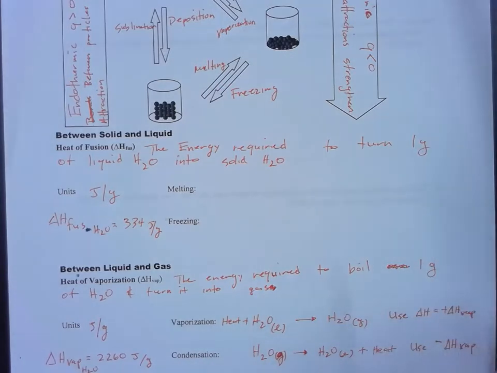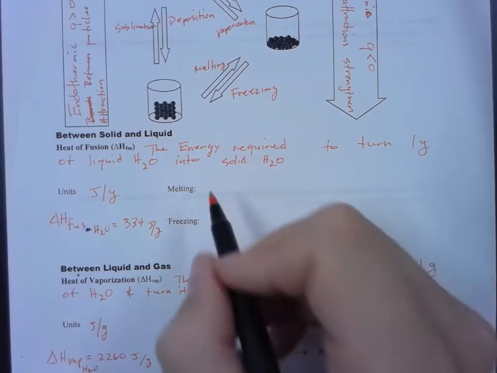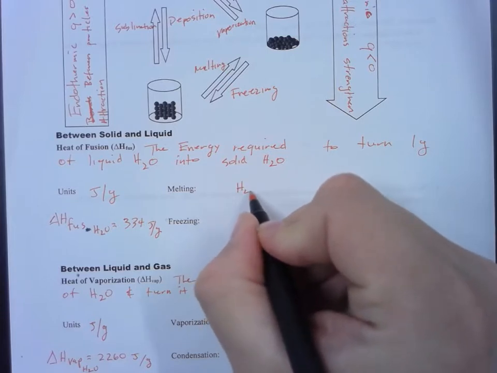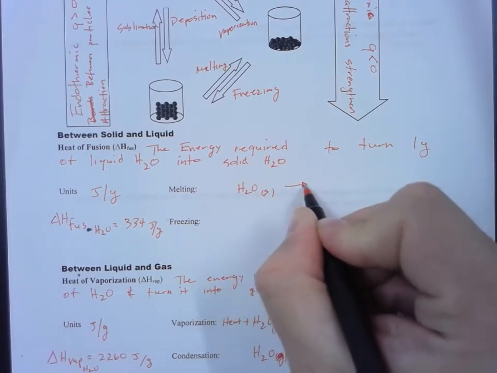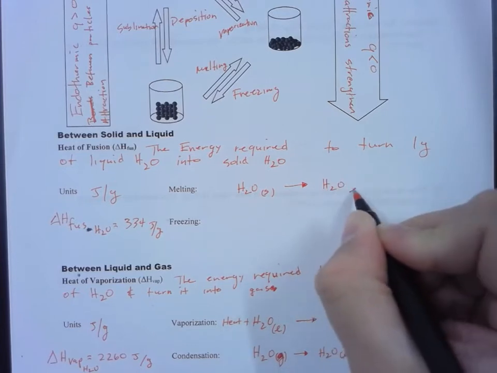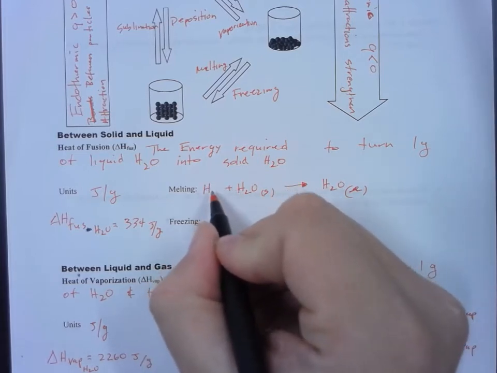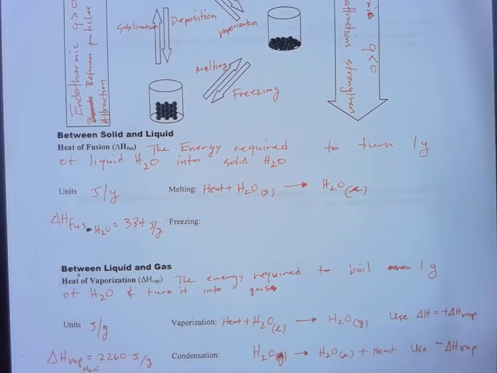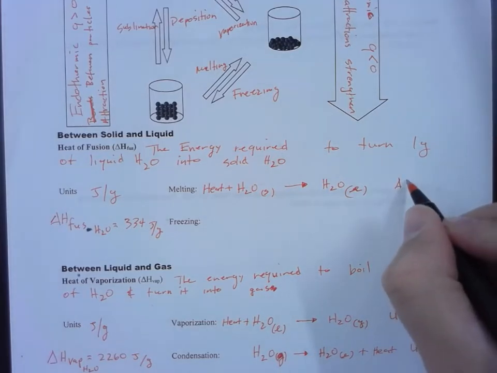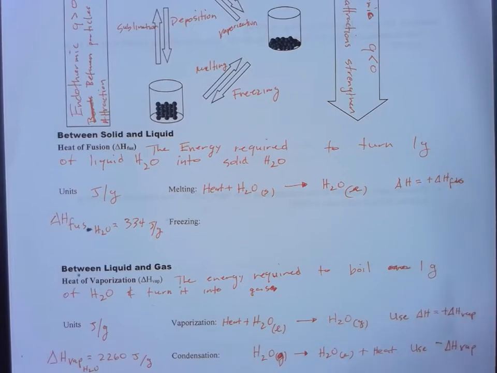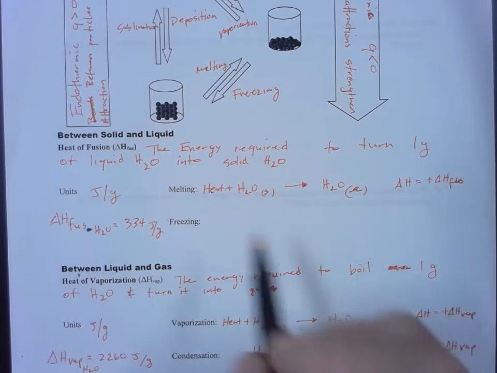Okay, let's go ahead and write out the formula, what it looks like. So we've got melting. We've got solid H2O turns into liquid H2O. And where do we put heat? Well, we know we add heat right here to solid H2O, right? That's what that looks like. Delta H is going to be the positive delta H of fusion. Why positive? Because we're adding heat.